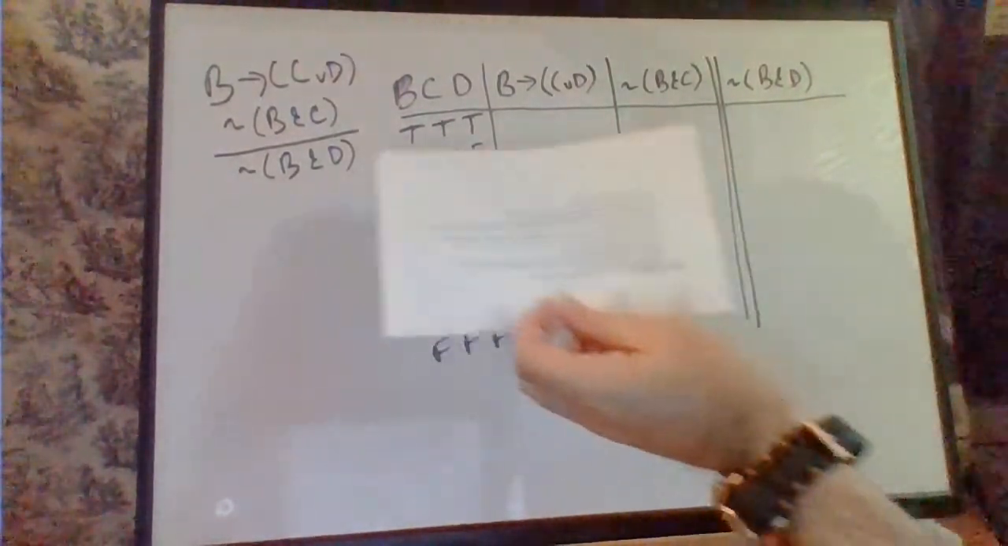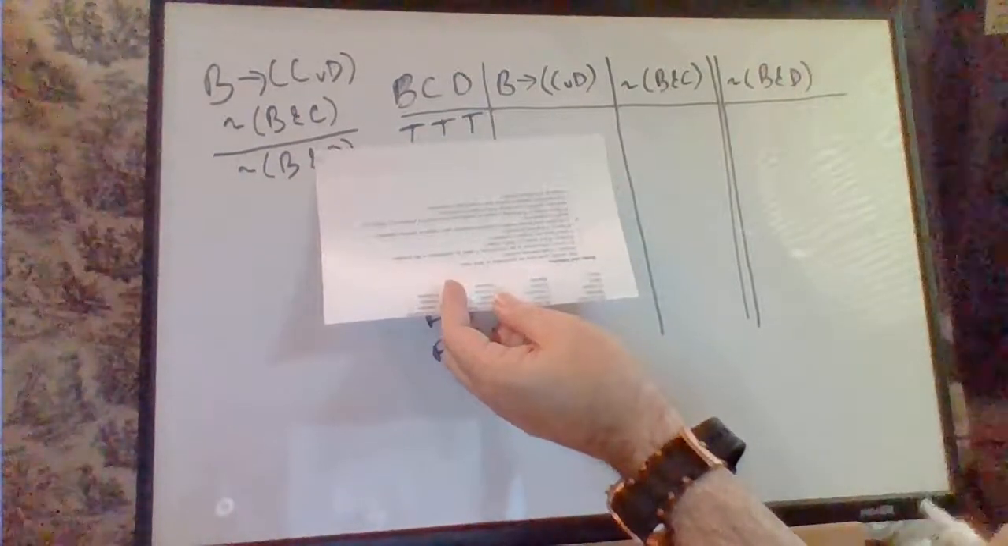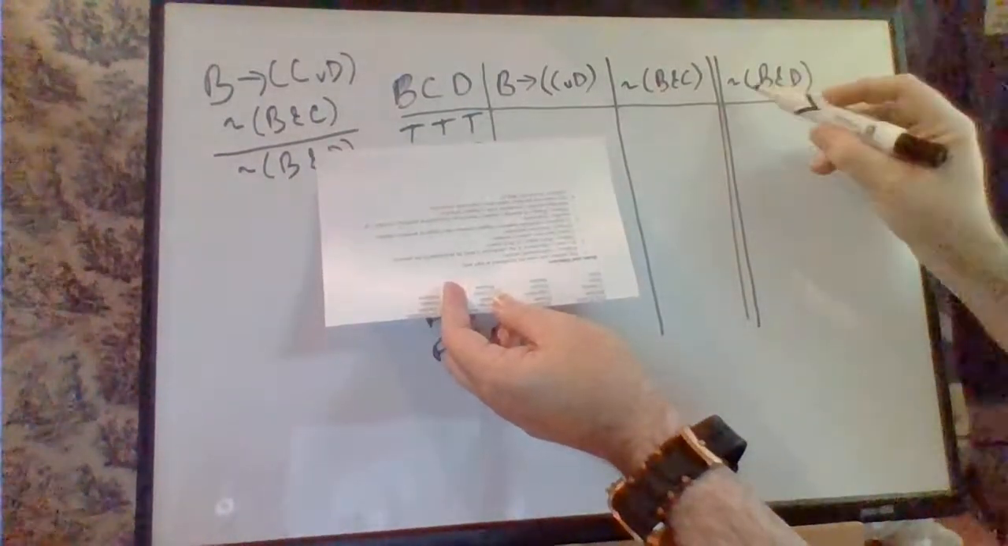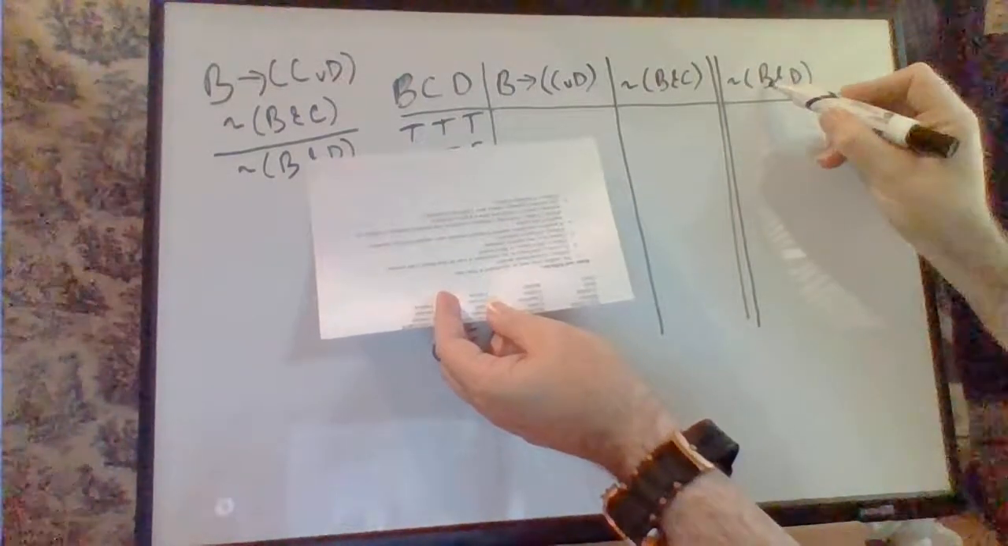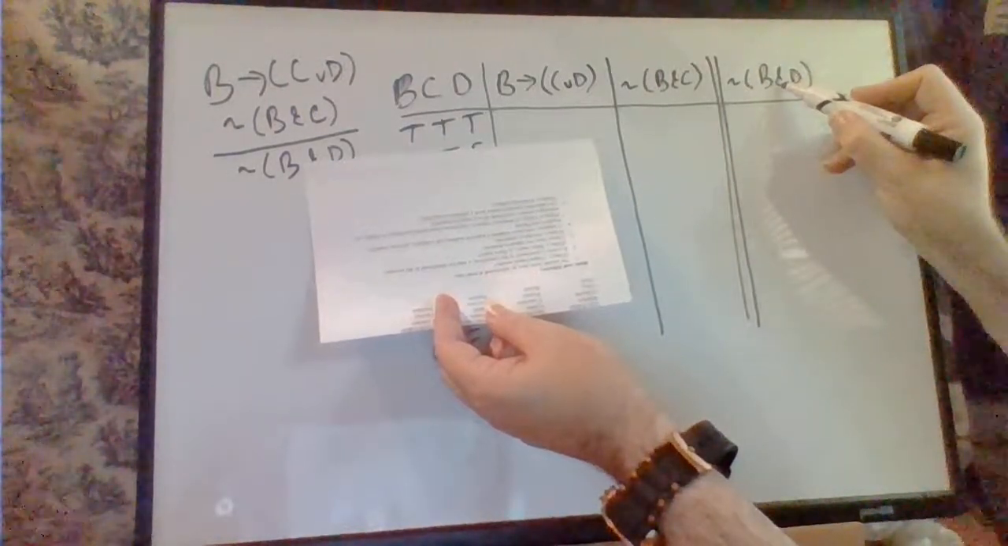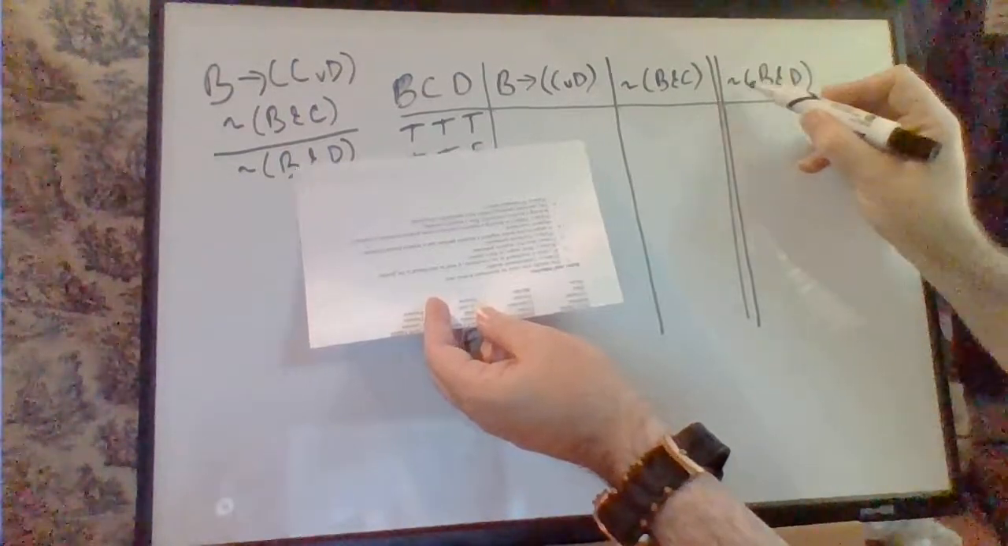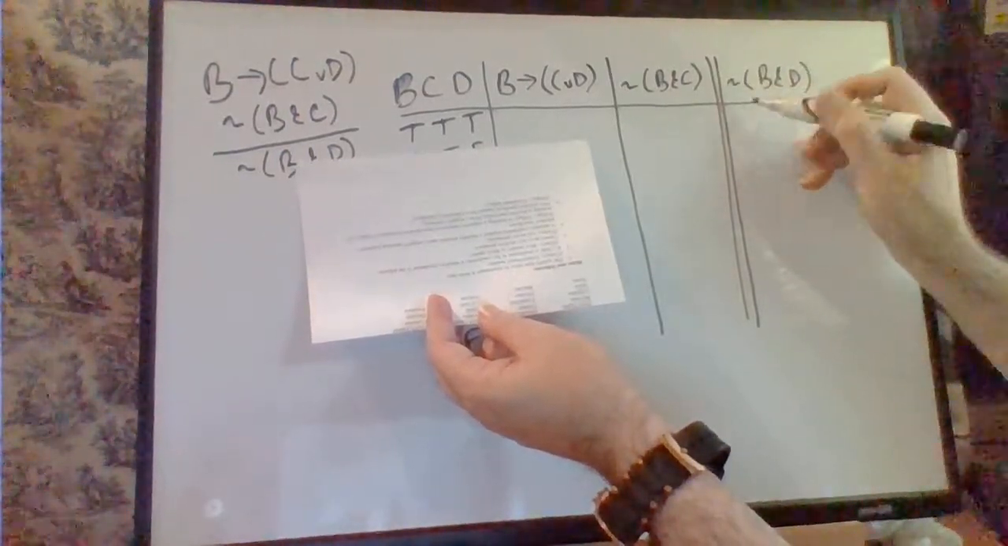All right. On the first line, B, C, and D are all true. So we have not B and D. So B is true, D is true. True, true with the ampersand is true. We negate true, it becomes false.